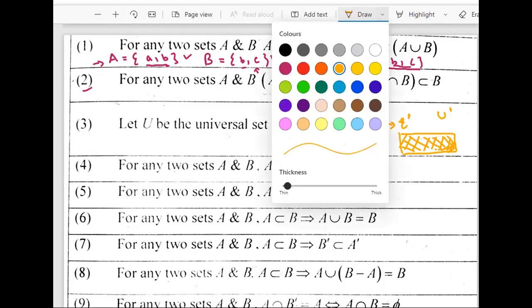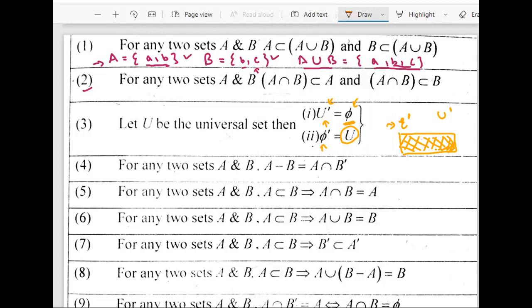Okay. Then if we talk about the fourth one, A minus B equals A intersection B complement. Again, you can check that out. When I say A minus B, this means I will write down every element of A except those which are coming in B.